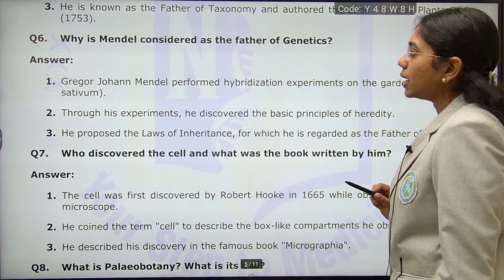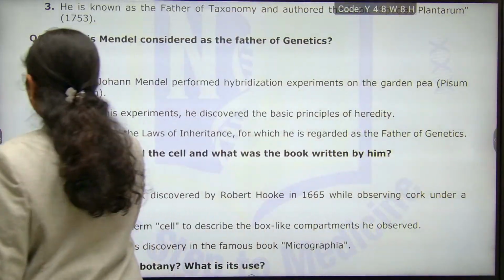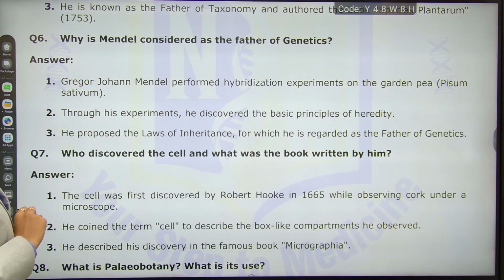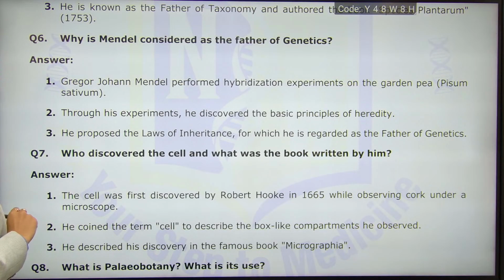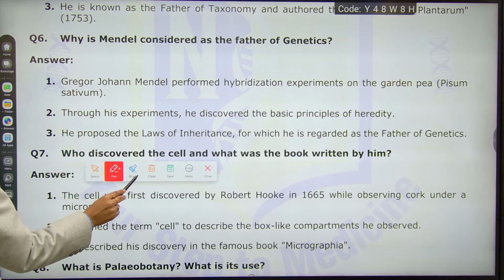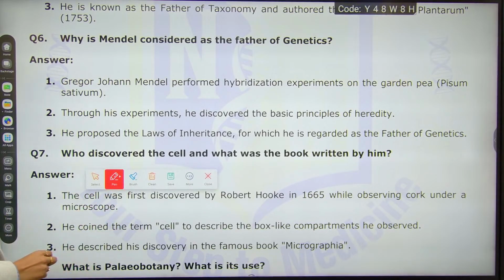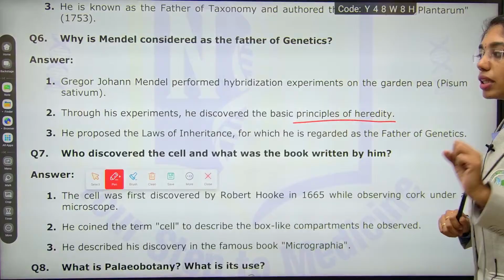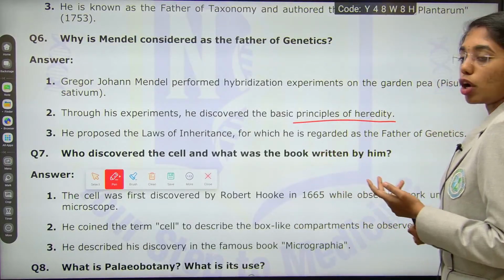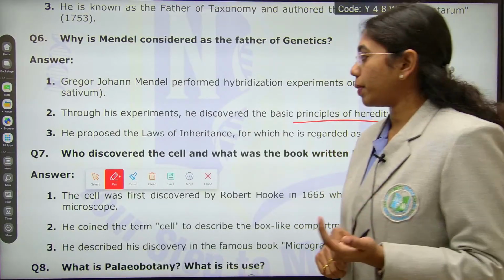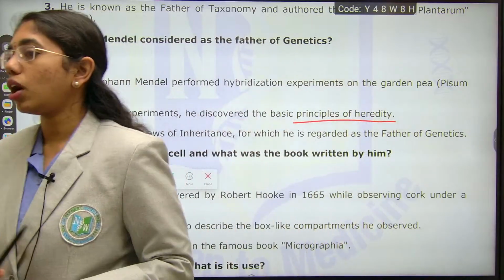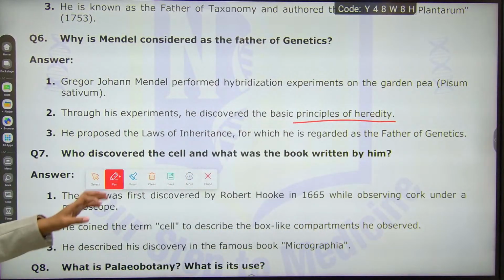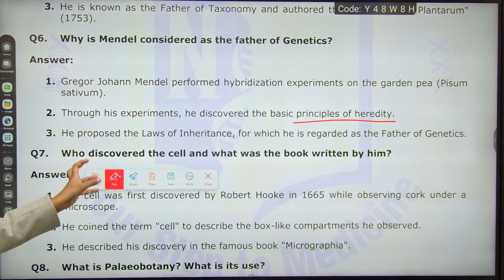Why is Mendel considered as father of genetics? Gregor John Mendel performed hybridization experiments on garden pea. Through these experiments, he discovered the basic principles of heredity, 3 principles: law of dominance, law of segregation, and law of independent assortment. Need not mention all the 3 laws discovered by him, but mention why he is addressed as father of genetics.